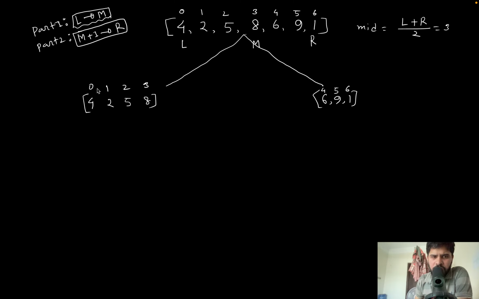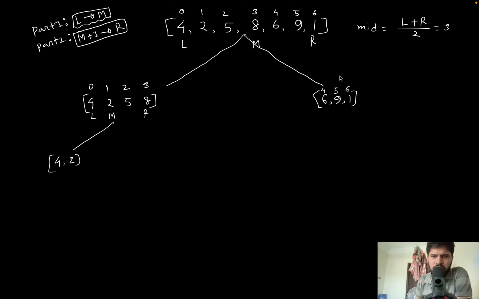Now we are going to partition this array again into two parts. All right, so let's partition. If we calculate part 1, we get from left to right. Middle is in this case 3 divided by 2 equals 1. So this is our middle.